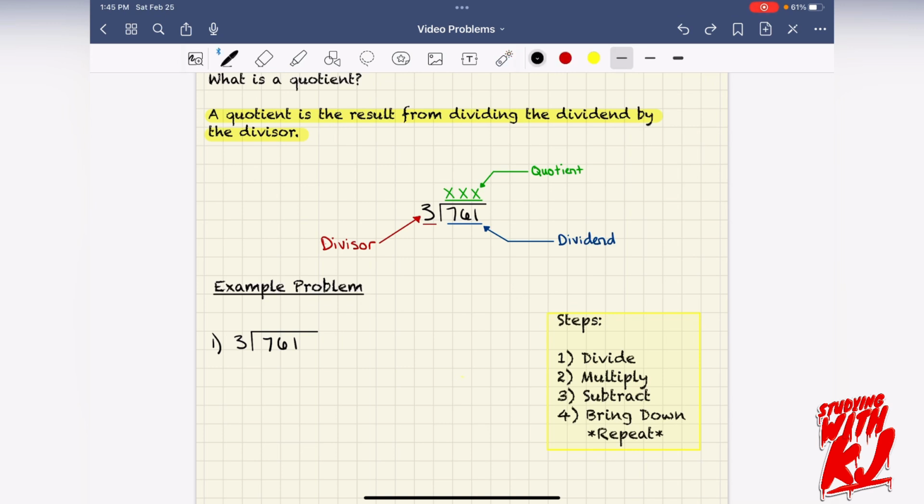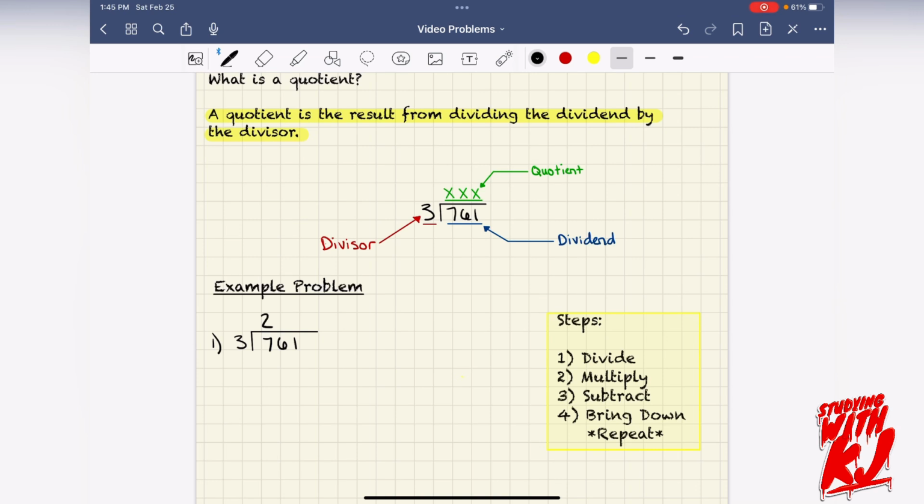Step 1 is divide. So we have to see if 7 can be divided by 3, or in other words, how many groups of 3 can go into 7. If we look closely, 2 groups of 3 can go into 7, or 3 times 2, which is 6, can go into 7. If you go higher than that, 3 times 3, or 3 groups of 3, would be too big because that is 9. 9 is bigger than 7. We won't be able to do that. So 2 groups of 3 can go into 7.